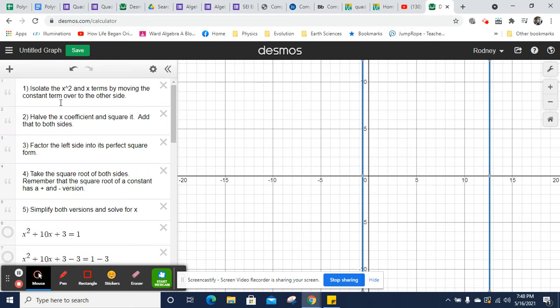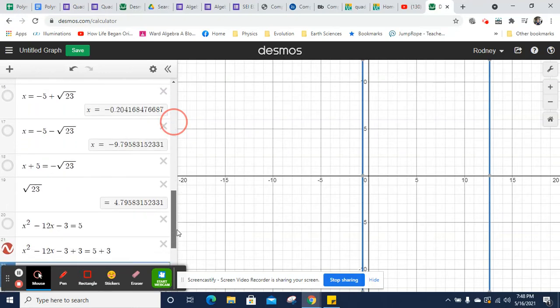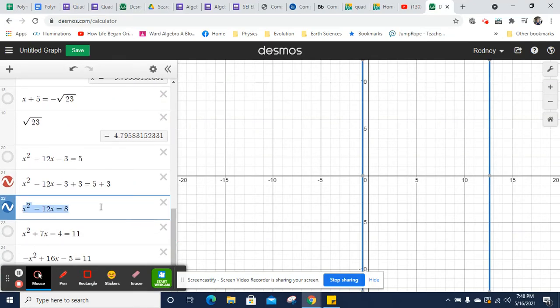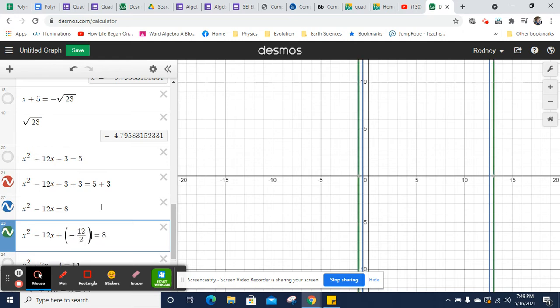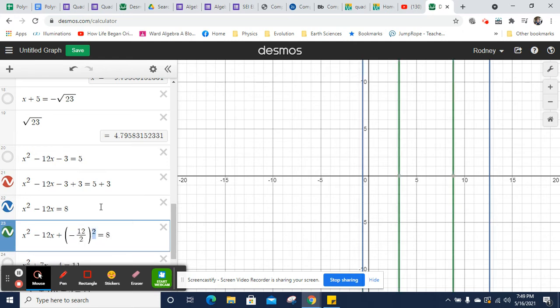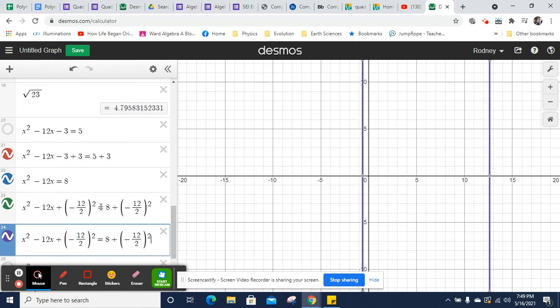My second step is to take half the x coefficient and square it. Add that to both sides. So let's do that. I'm going to add negative 12 over 2 squared, and then I'm going to do the same thing to the other side. And now we'll just clean that up. Negative 12 over 2 is negative 6. I'm going to leave that as negative 6 over here because it'll remind me of how that gets factored.